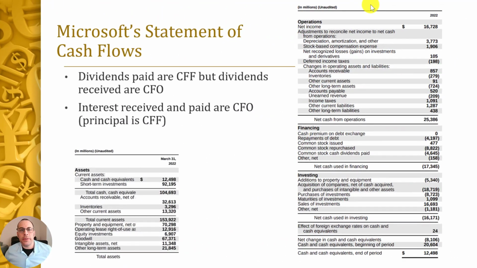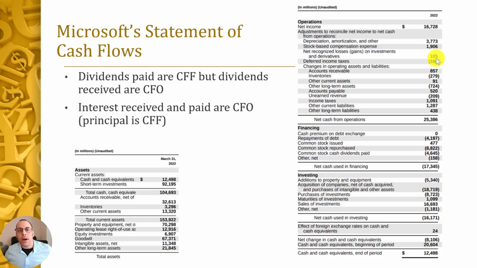This is Microsoft's first quarter statement of cash flows. And they use the indirect method. Their operating section starts with net income. We add back the non-cash items on the income statement. Depreciation and amortization, $3.8 billion. Stock-based compensation is another popular one, $1.9 billion.